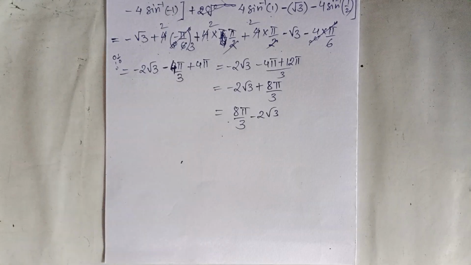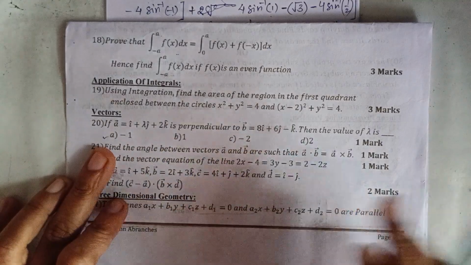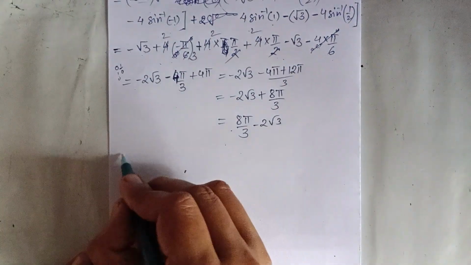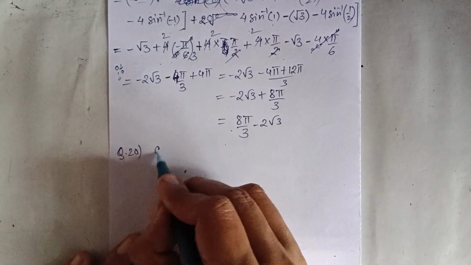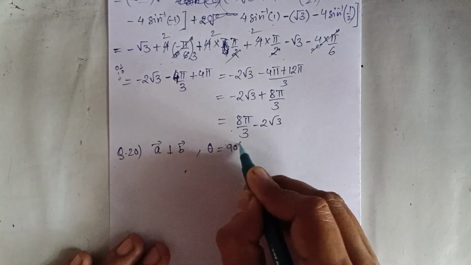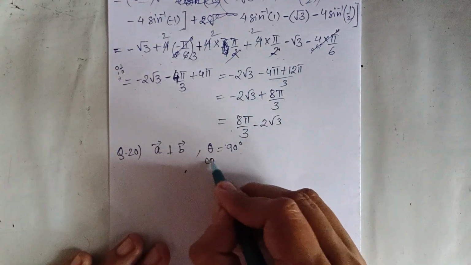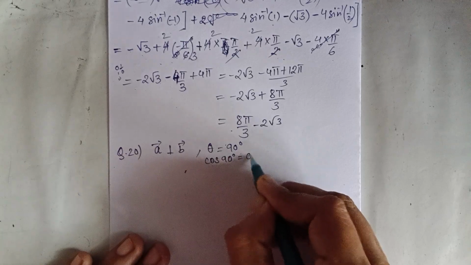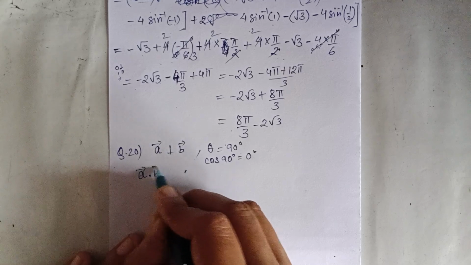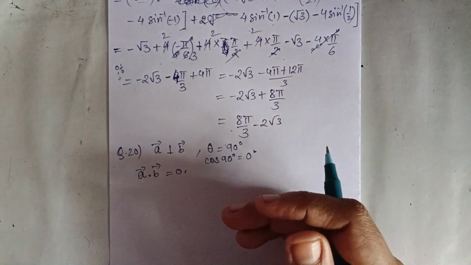Okay. Next question is from vectors. If A vector is perpendicular to B vector, now we know that whenever it is perpendicular, question 20. Okay. A vector is perpendicular to B vector, then the angle between them is 90 degree. Okay. And cos 90 is 0. So when you take A dot B, the dot product is 0. Okay. So we have to find the dot product here.